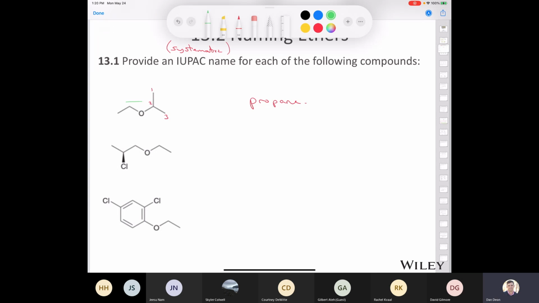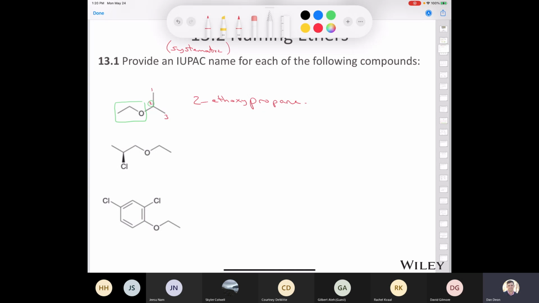And then we have our alkoxy group over here. Well, we have an ethyl group attached to an oxygen, so that's an ethoxy. And that ethoxy group is on the second carbon. So this would be a 2-ethoxy propane. 2-ethoxy propane, just like that. And I'll bring it together a little bit to make it a little bit neater. So that would be the systematic name.